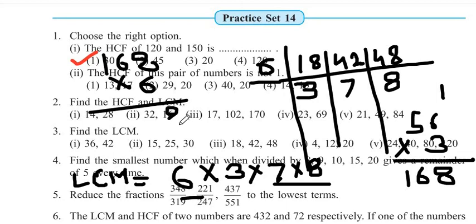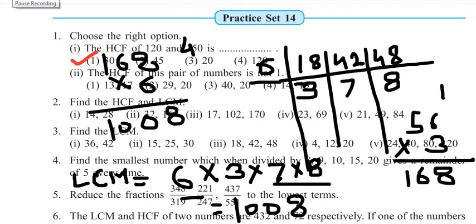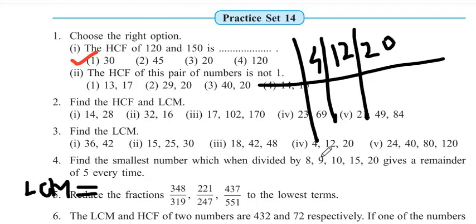6 8 is 48, 4 carry. 6 6 is 36 plus 4, 40. Sorry, 6 8 is 48, 4 carry. 6 6 is 36 plus 4, 40, 4 carry. 6 1 is 6 plus 4, 10. And therefore, your LCM is equals to how much? 1008. Okay, LCM of 18, 42, and 48 is 1008. Now, next question is 4, 12, and 20.